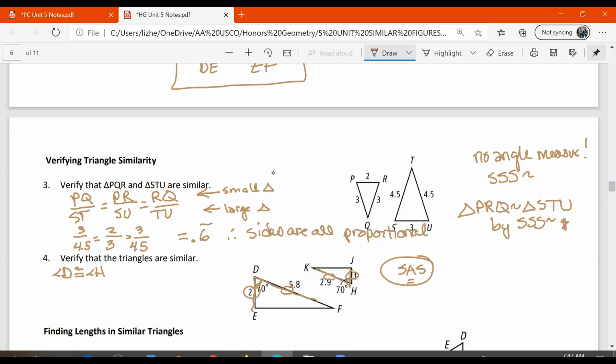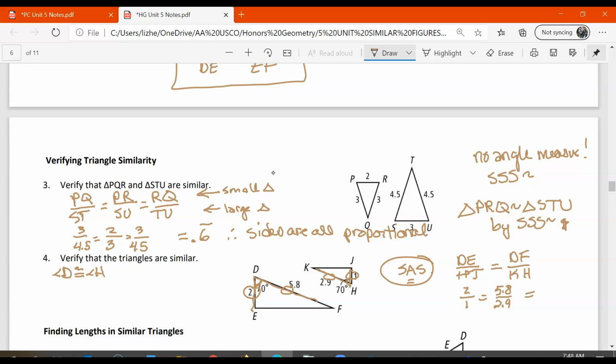So what I need to do, let me just write that out. I have to show that DE compared to HJ is equal to DF compared to KH. Okay, so I need to prove that's true. I'm going to put in my numbers. DE is 2. HJ is 1. Does that equal DF is 5.8? And KH is 2.9.